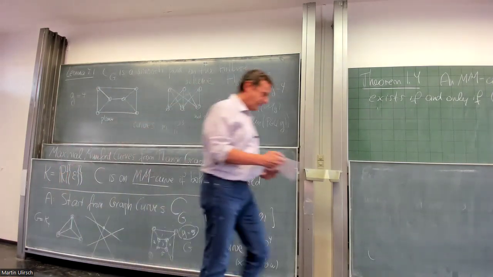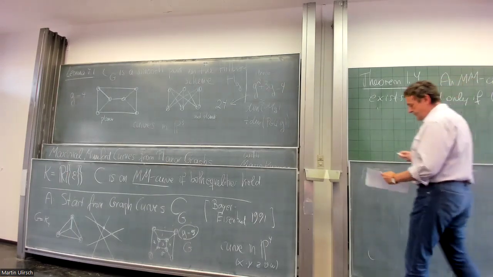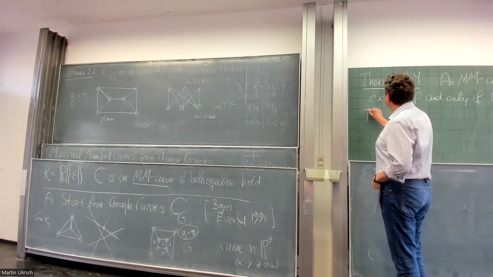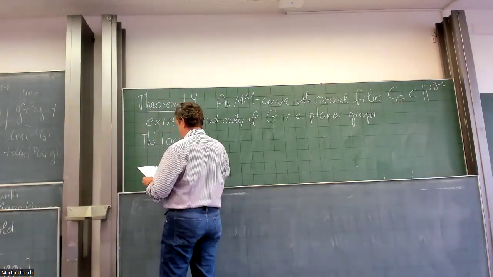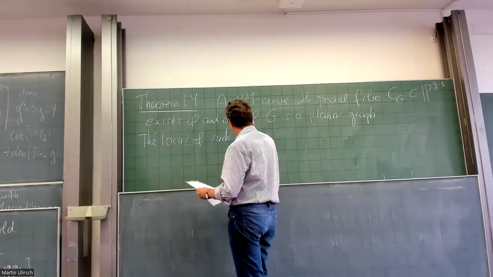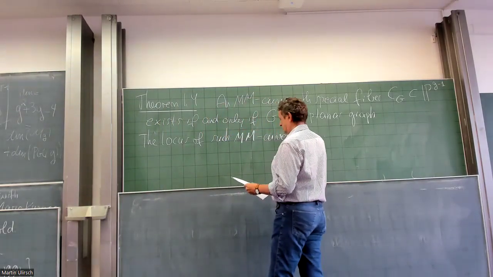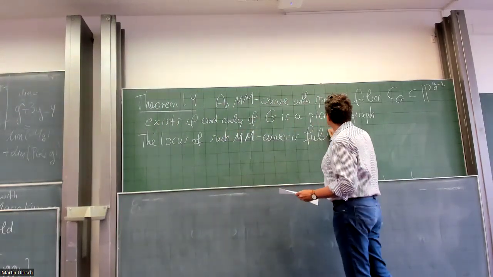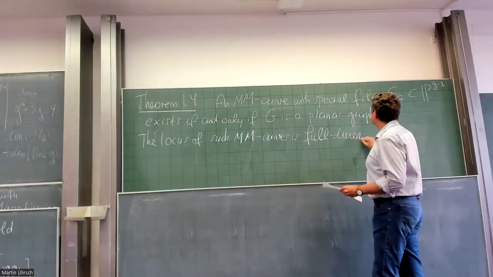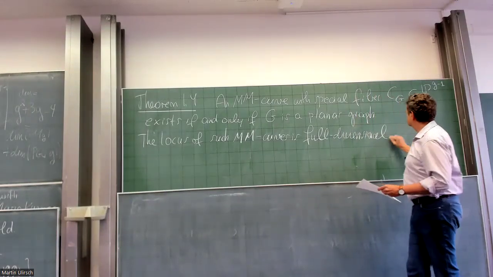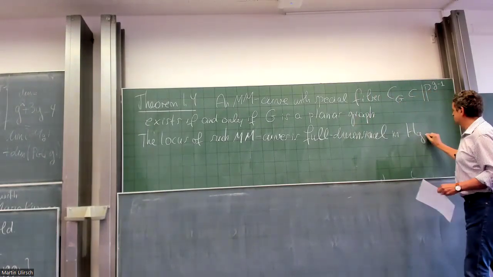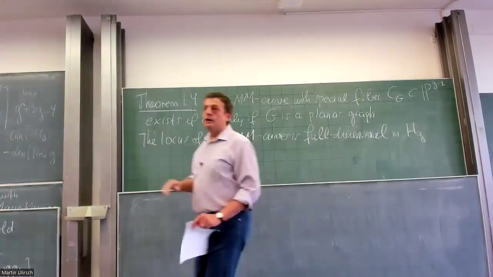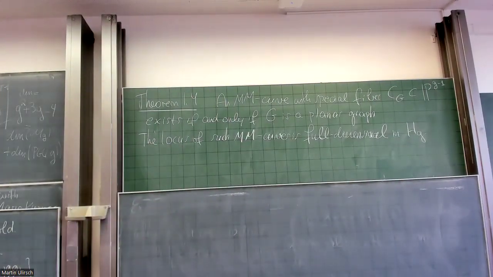That's the first statement. Second statement, the locus of such curves is full dimensional in the Hilbert scheme. So the tangent space statement is an infinitesimal statement. What I'm saying is we cannot just infinitesimally deform, but we can actually deform. We can actually build these curves.